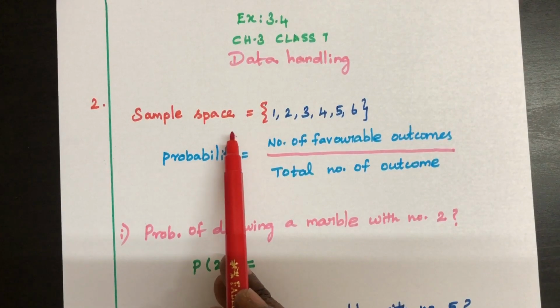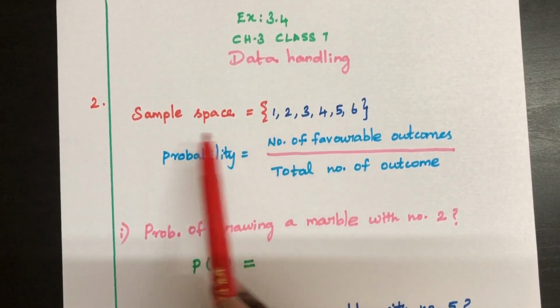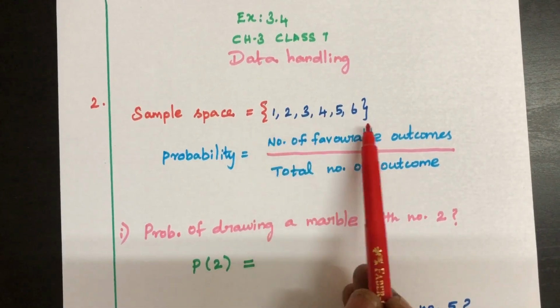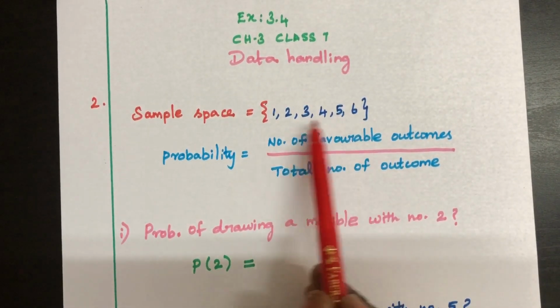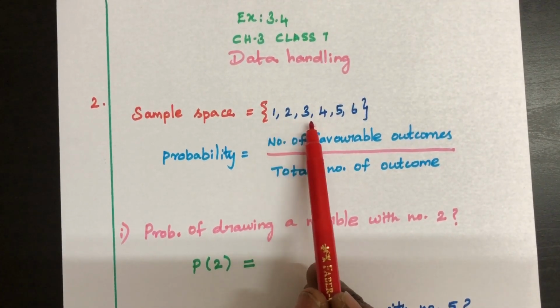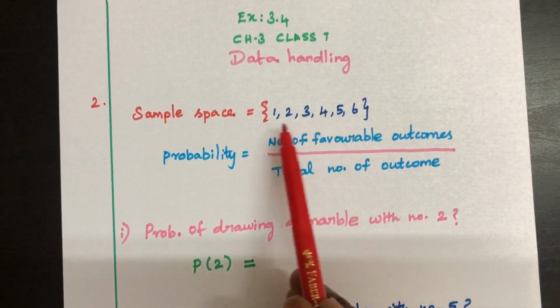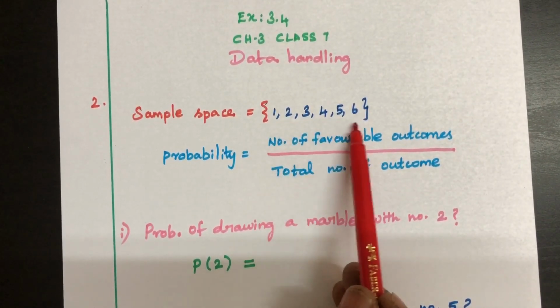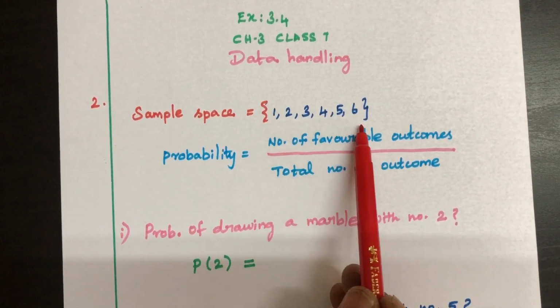The sample space, that means marbles marked 1 to 6. So the sample space means all the possible outcomes. So these are all possible, right? You can draw 1, 2, 3, 4, 5, 6. So 6 marbles are there. Each marble is marked with a number on it, right? So this is the sample space for the marbles.